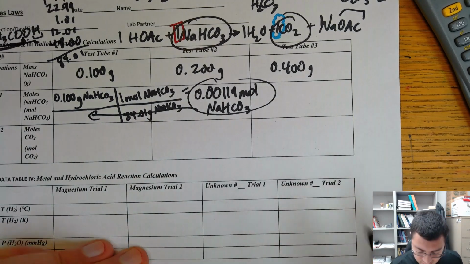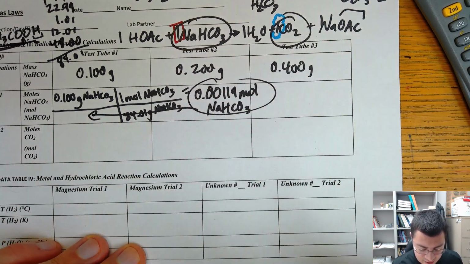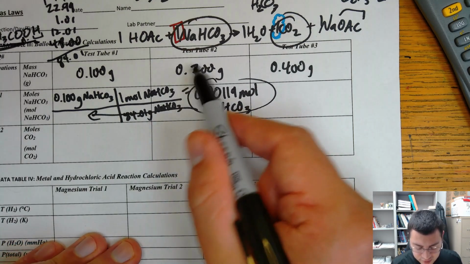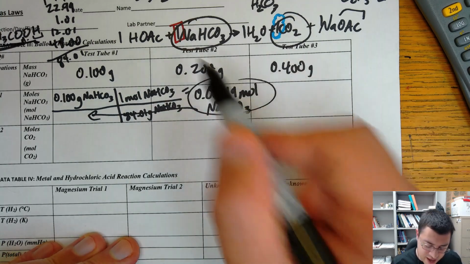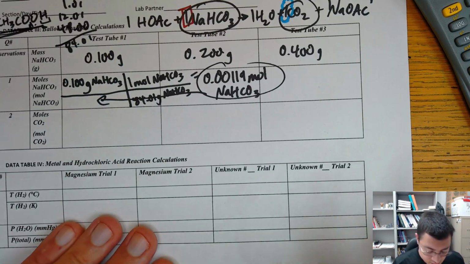And then just do the same thing for that one. This was around double of that, so your answer should be around double. And that is around double of that. So same deal, right? All right.